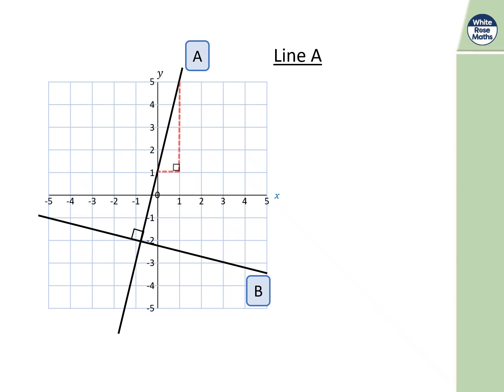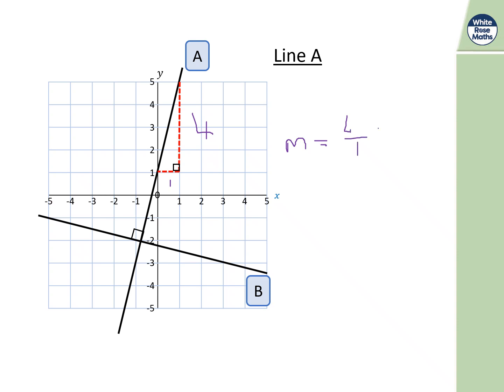So, line A. Remember, the gradient is rise over run, the change in y divided by the change in x. The change in y here goes up 4 squares, and it goes across 1. So the gradient is 4 divided by 1, which is equal to the number 4.